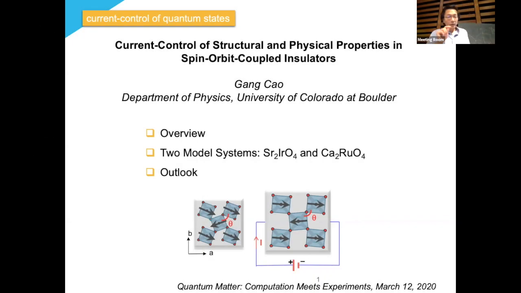Okay, so I'm going to talk about the electric current control of structure and the physical properties in some 4D and 5D transition metal oxides. First, I'm going to give you a very brief review, emphasizing some of the relevant features of these materials, and also I'll give you two examples. One is a 5D transition metal oxide, strontium-2 iridium-04. The other is a 4D transition metal oxide, calcium-2 ruthenium-04.